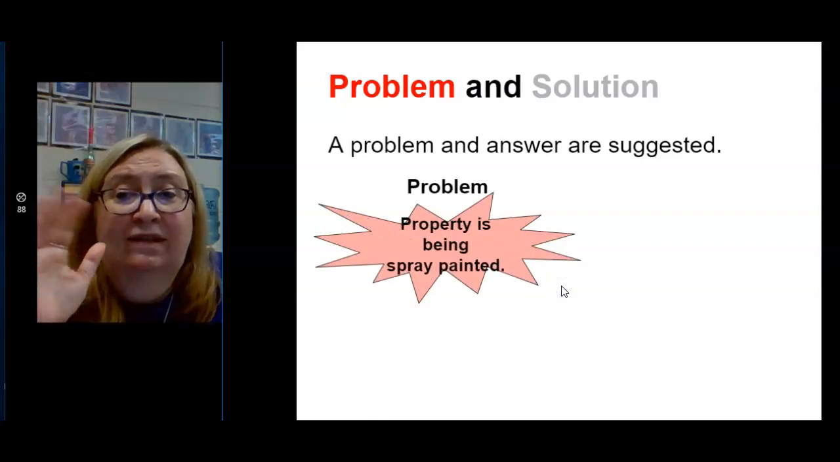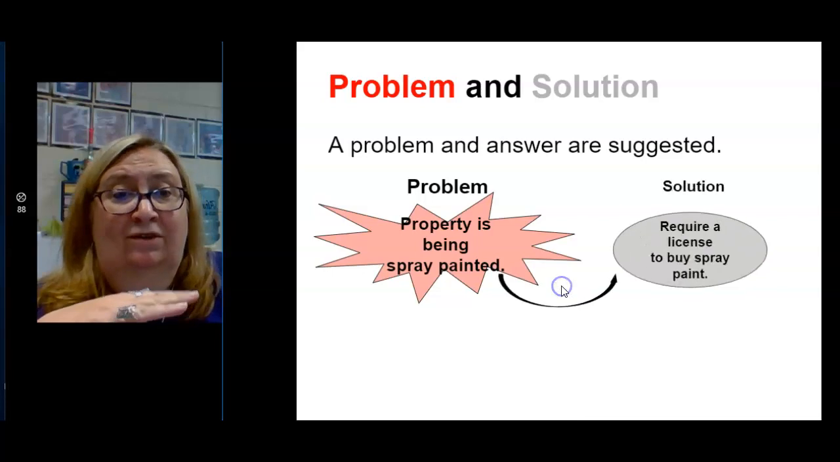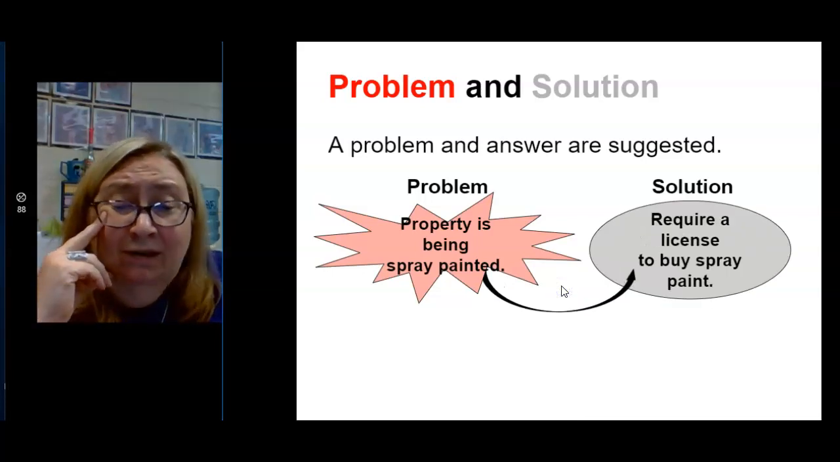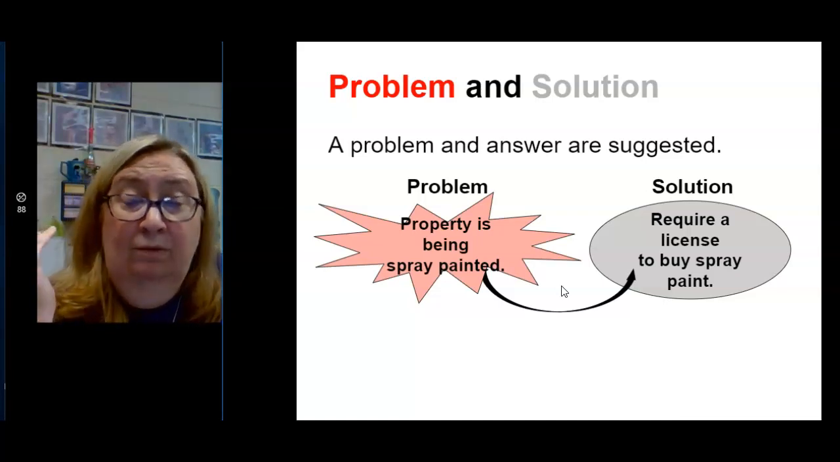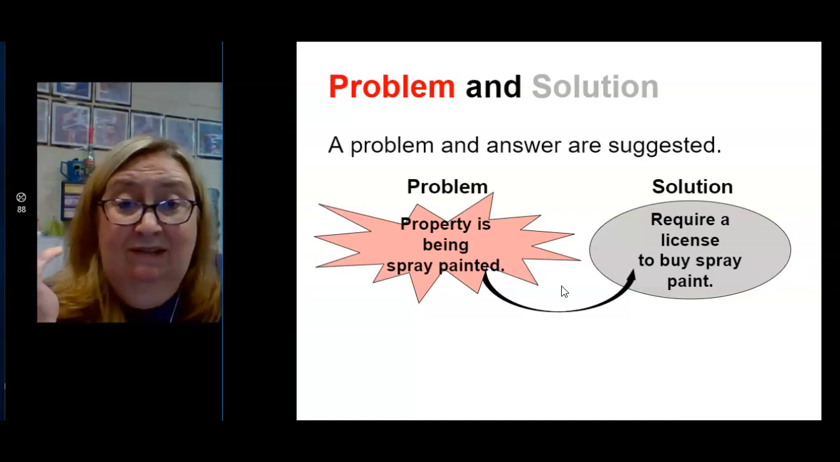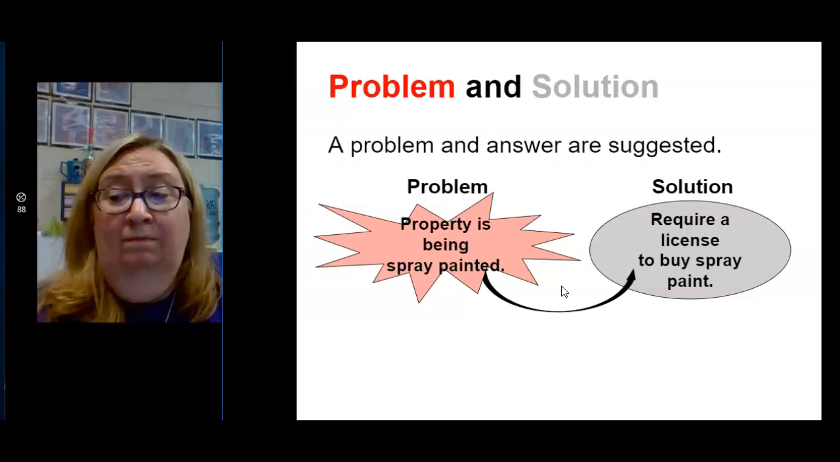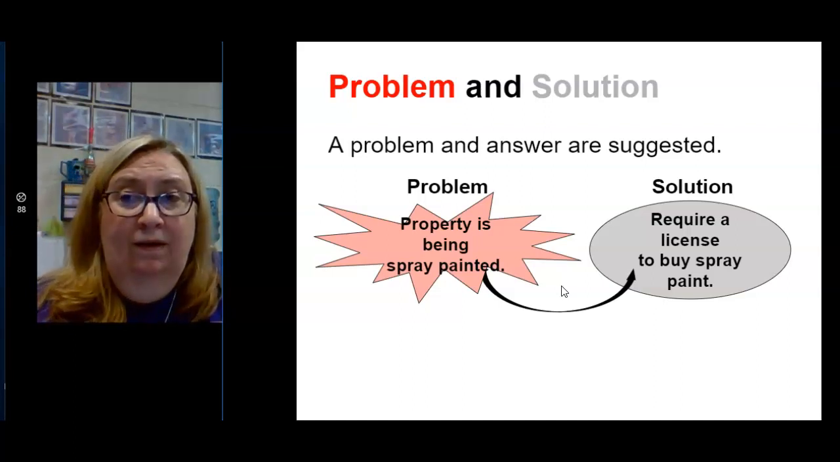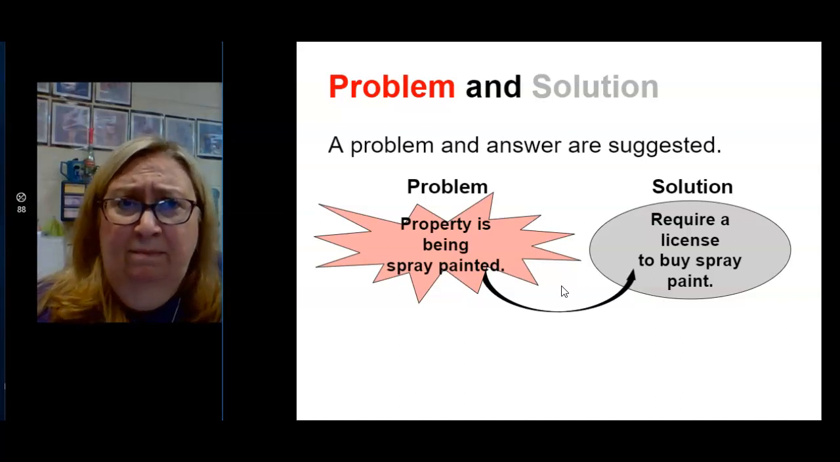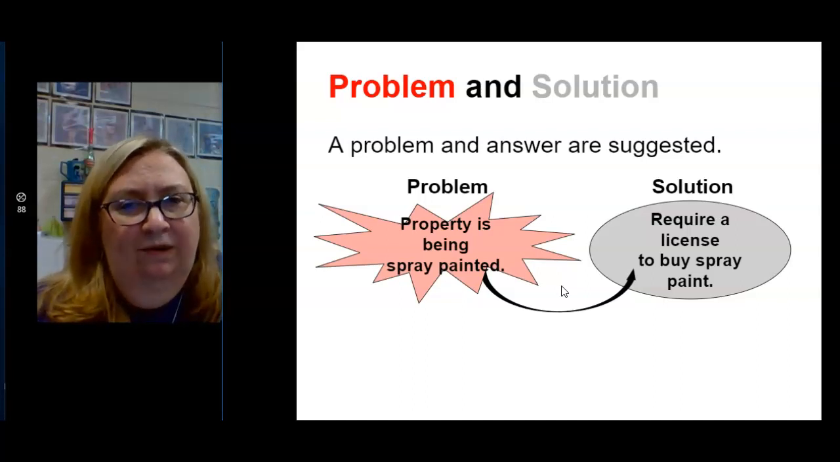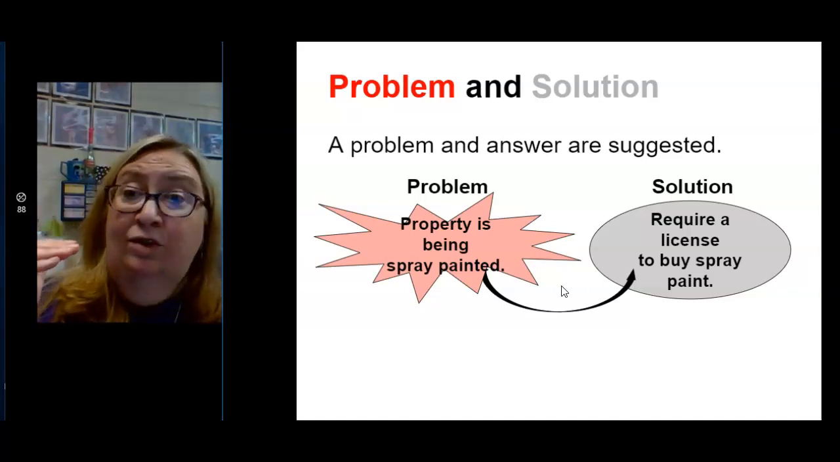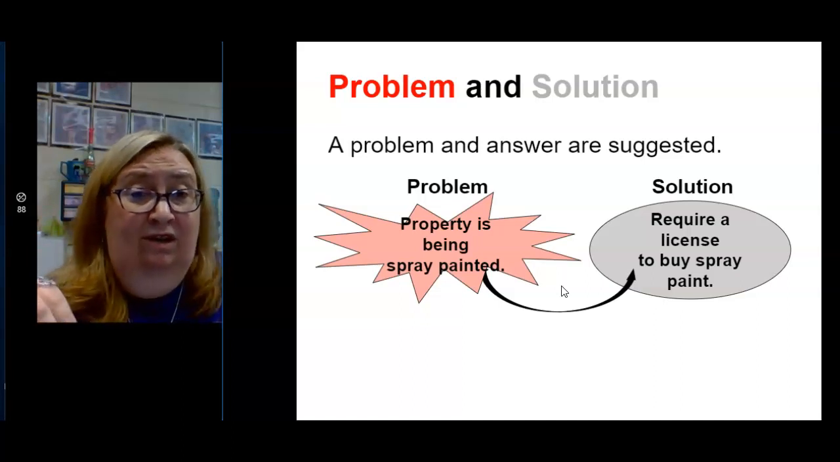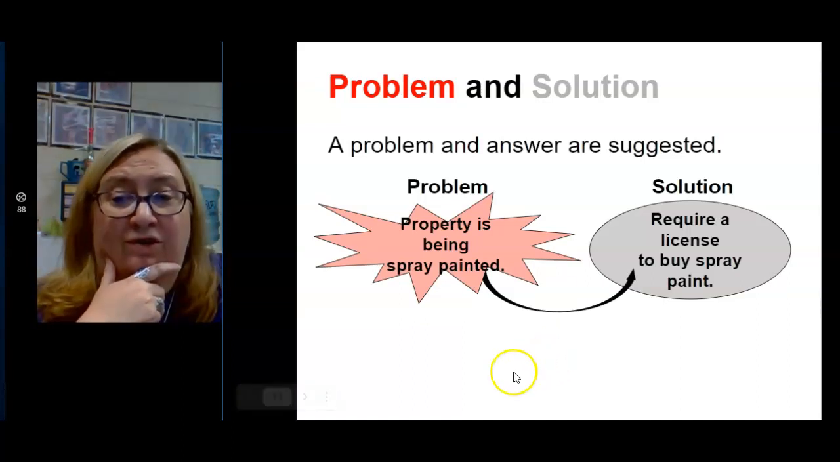So if your problem is properties being spray painted, your solution might be require a license to buy spray paint. Now, you and I both know that's ridiculous, but it would be a solution. Then not everybody would have access to spray paint without, I guess, your spray paint background check. I know, weird. It's a weird example. But anytime you are issued a problem and a solution, or sometimes more than one solution is offered, then you're going to have a problem-solution structure.